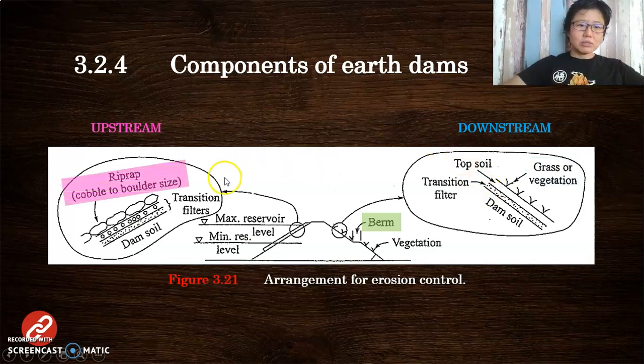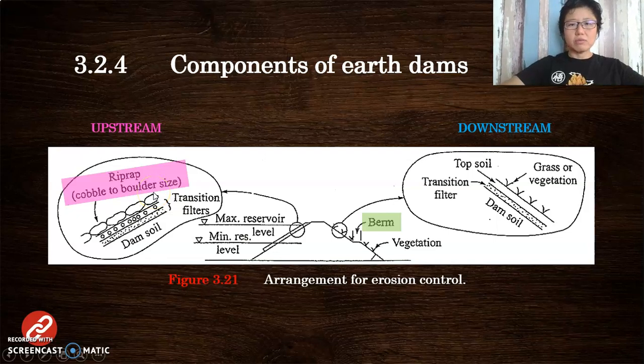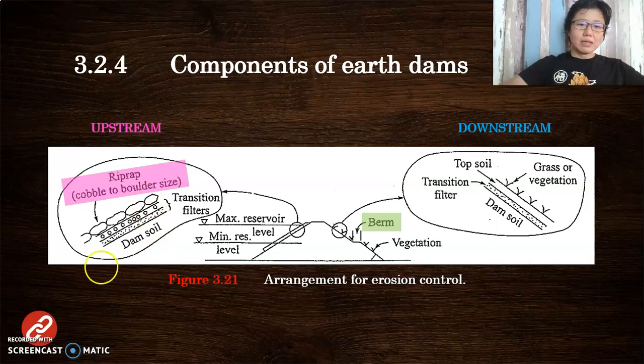And on the upstream side, the one facing the water, because of waves and water dynamics, they usually have riprap. They are simply rocks or cobbles arranged nicely and mortared together. Mortar means cemented together. You can see these very nicely patterned rocks with the mortar cementing them. And again, they have transition filters at the bottom. Note that they go from coarse to fine: the boulders, the riprap, then the coarse material, then the fine materials before you reach the dam.